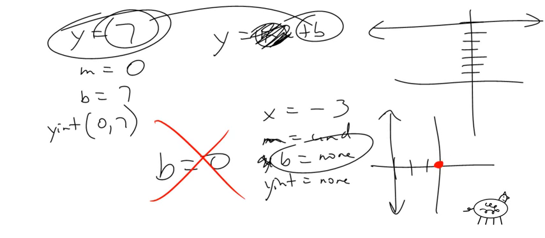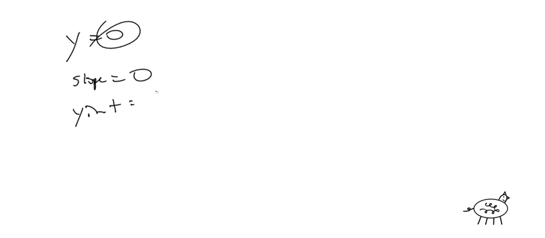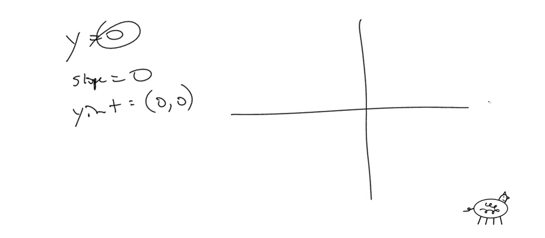In fact, let me give you an example here. y equals 0. Okay, what's my slope? Slope is 0 because it's y equals. What's my y-intercept? Well, it's crossing at 0. So it's (0, 0). So if I actually had to graph this, my y-intercept is (0, 0), and the slope is 0. So it actually would look like this, right on the x-axis.